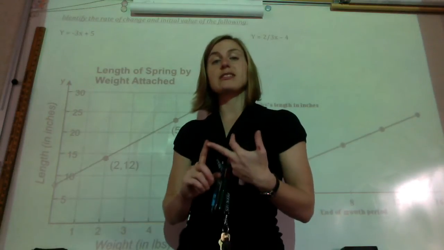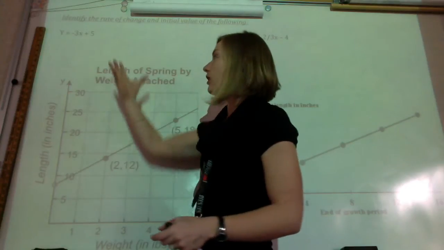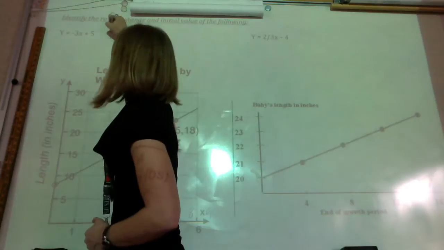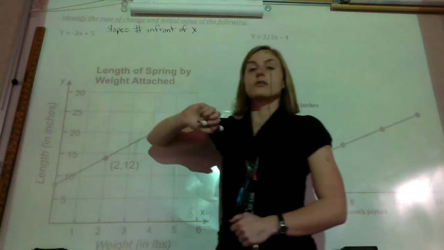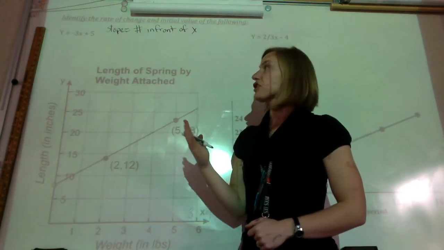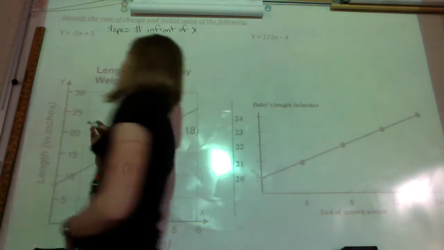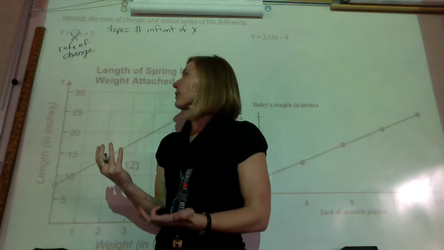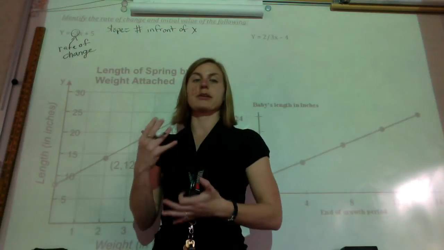Now the rate of change is the same as the slope, and we know how to find the slope from an equation. It's always the number in front of x. So in this case, the rate of change, the slope, is negative 3. So the rate of change is negative 3, so it's decreasing 3 every 1.